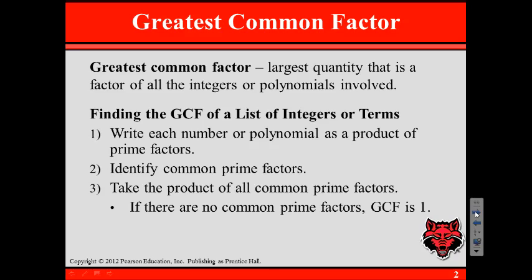The greatest common factor is the largest quantity that is a factor of all the integers or polynomials involved. To find the GCF, follow this three-step process. Write each number or polynomial as a product of prime factors. You can do that by using a factor tree. Second, identify any common prime factors between each number or term. And third, take the product of all common prime factors. If there are no common prime factors, the GCF is 1.